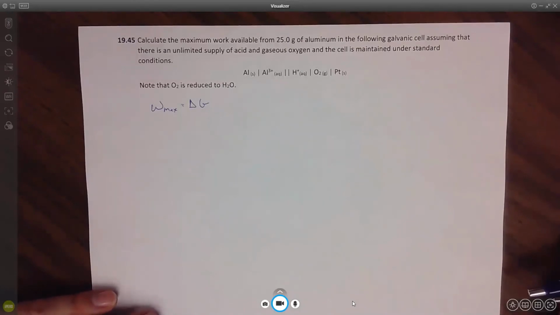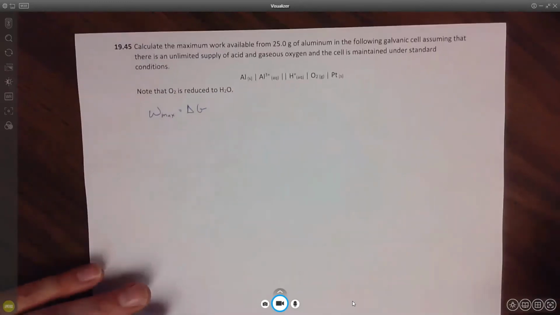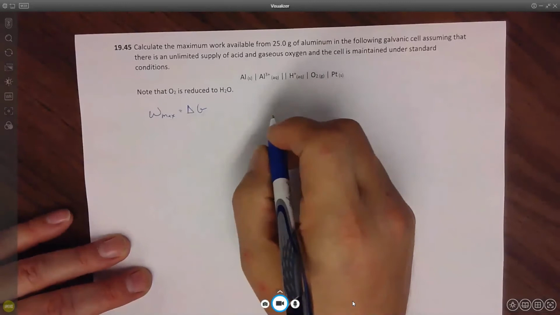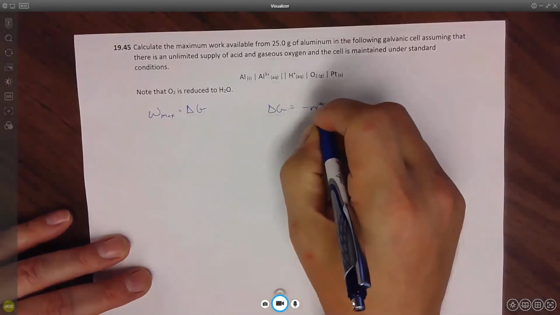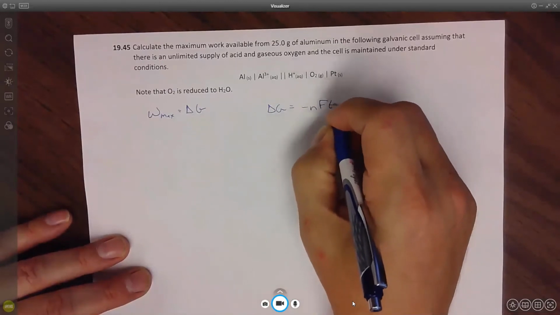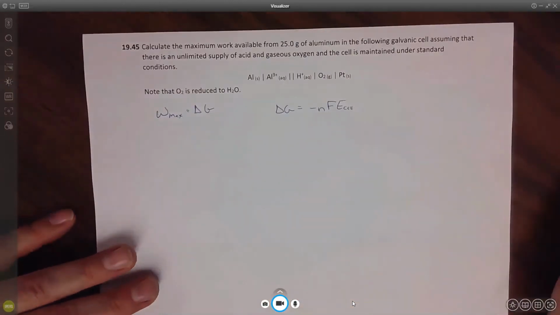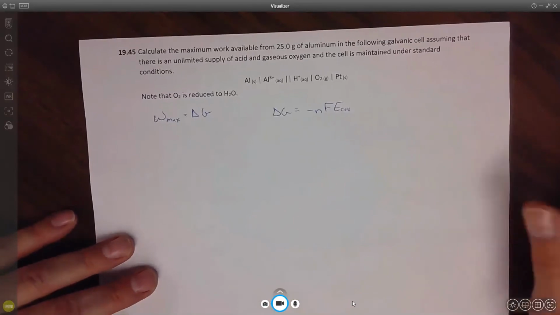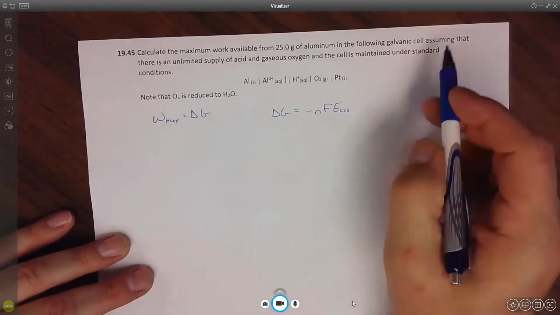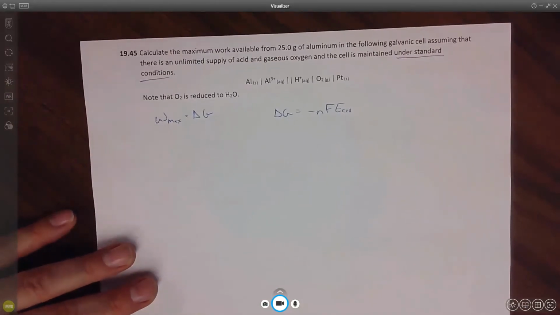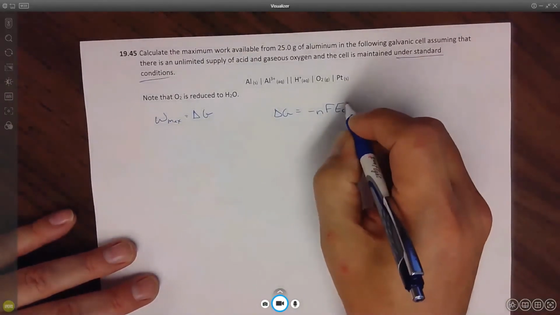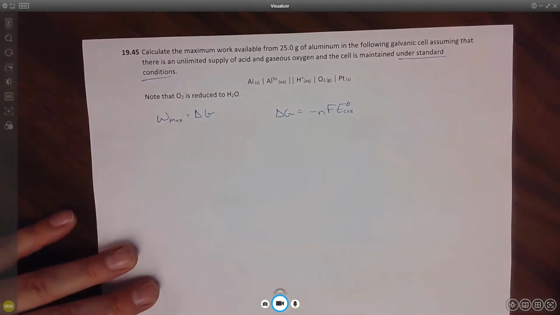I strongly suggest, I would have hoped that over the weekend you would have done all of this homework. So the relationship then, delta G is simply equal to negative the number of moles of electrons transferred, times Faraday's constant, times the cell potential. In this case, it's under standard conditions, so it is just going to be a standard cell potential. So it would look like that.